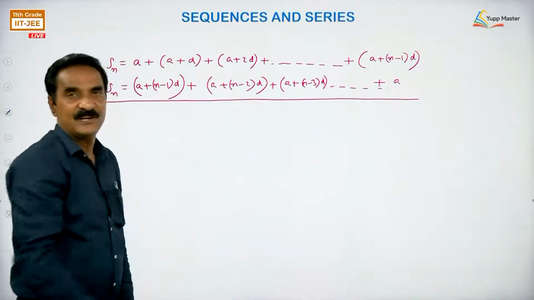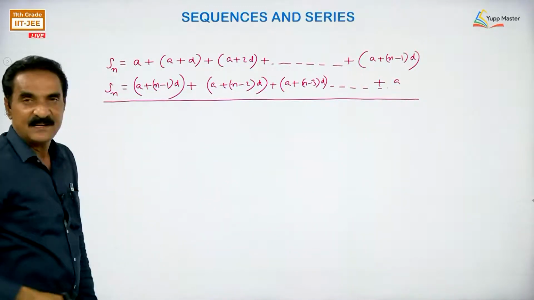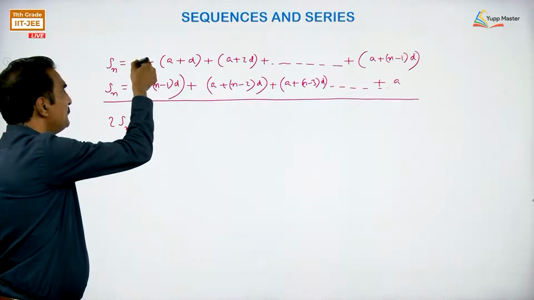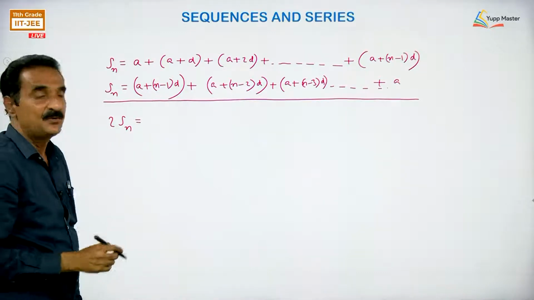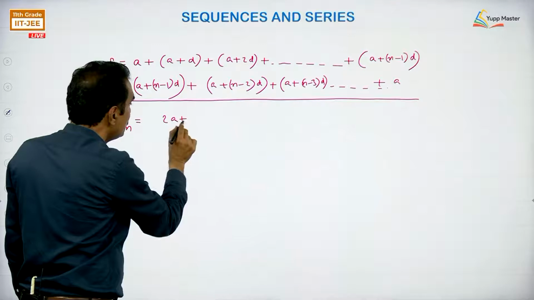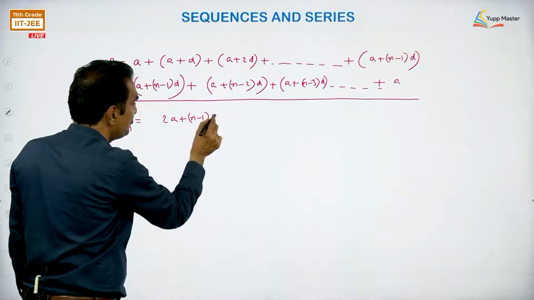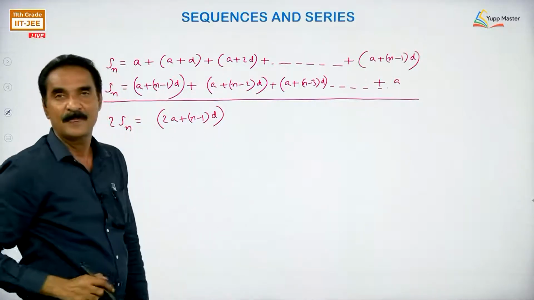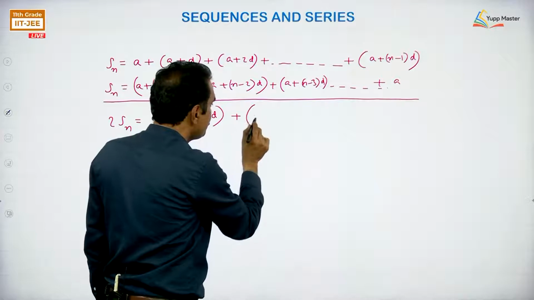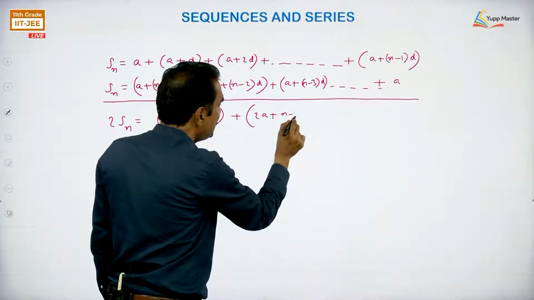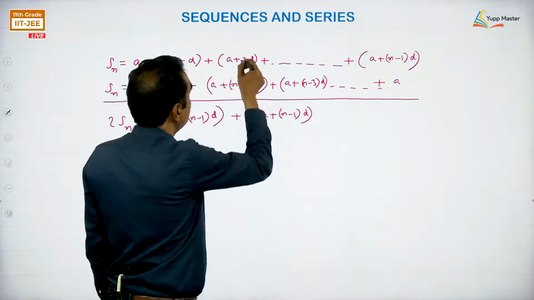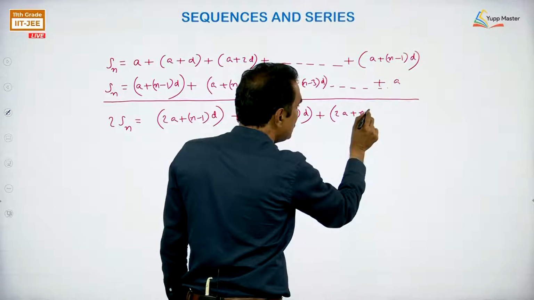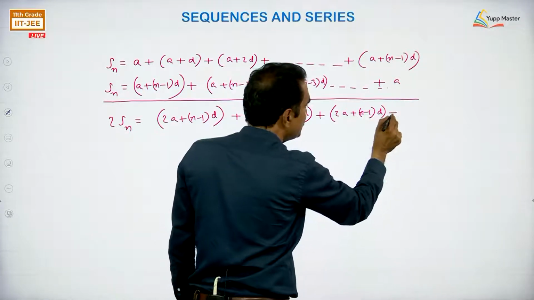Now if you add the two series, Sn plus Sn is 2Sn. First term plus first term, what will you get? 2a plus n minus 1 into d. Again second term plus second term is also the same, 2a plus n minus 1 into d. Third plus third is also 2a plus n minus 1 into d, alright.